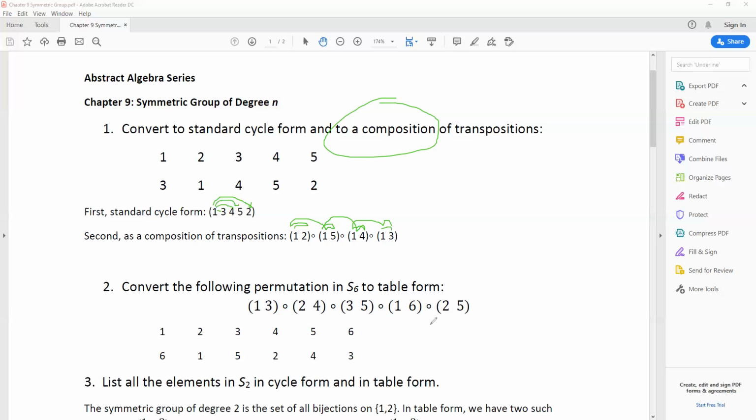So let's see what happens to number 1. Well, 1 maps to 6. Notice that we do not have another 6 to the left, so that's the end of the road for 1. 1 simply maps to 6. What about 2? Well, 2 maps to 5, and then working our way to the left, we can see that 5 then maps to 3, and then 3 maps to 1, which means that 2 ultimately maps to 1.